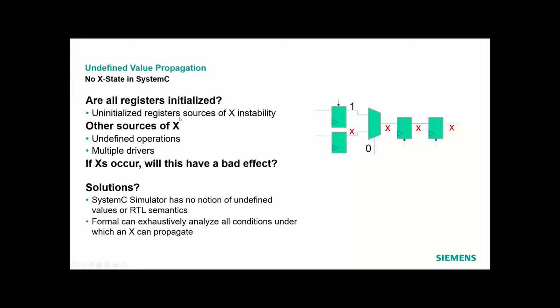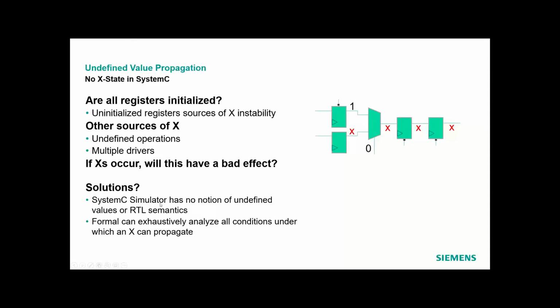As I said, uninitialized registers can be potential sources of X. So X can propagate to the output, but there are also other sources of X, like undefined operations such as array out of bounds, and also multiple drivers, like write races or read-write races simultaneously. All these types can cause X in the end, and that can be wrong. So what are the solutions?